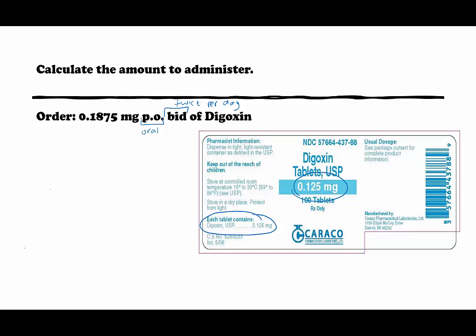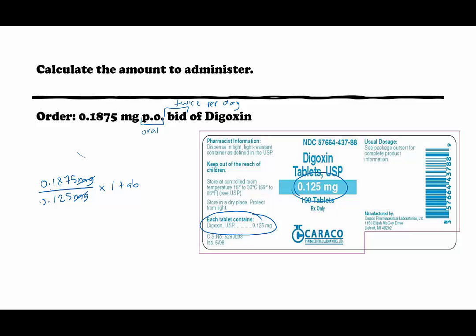Let's set this up. We know the desired amount is 0.1875 milligrams. And we're going to divide that by the amount on hand, which is 0.125 milligrams. And this is per 1 tablet. The unit quantity is 1 tablet. Okay, so the units cancel here.